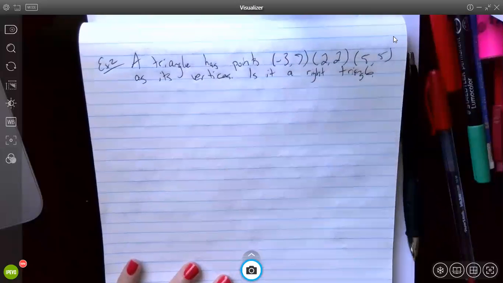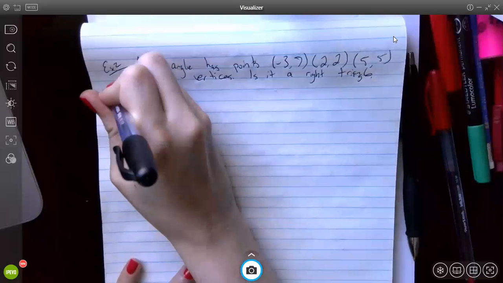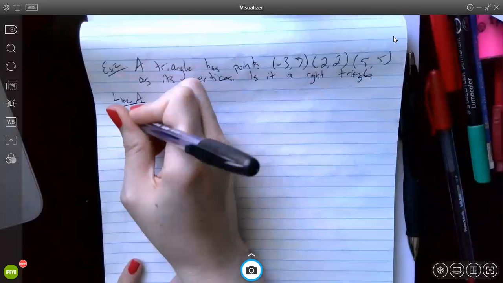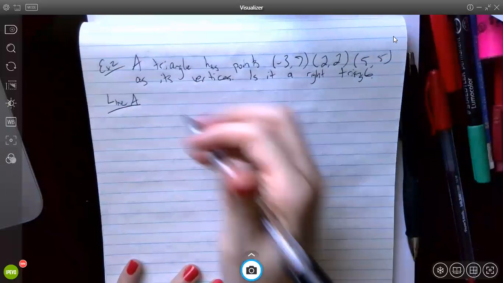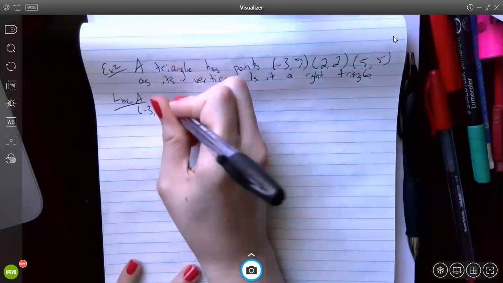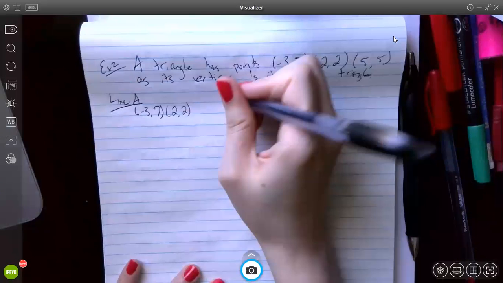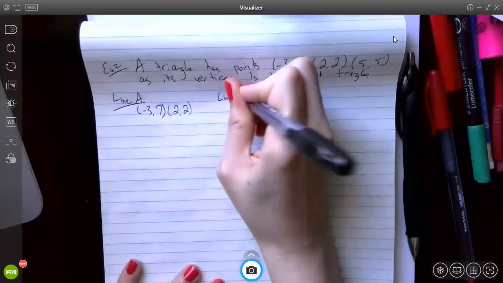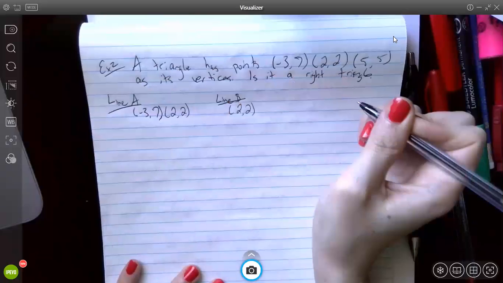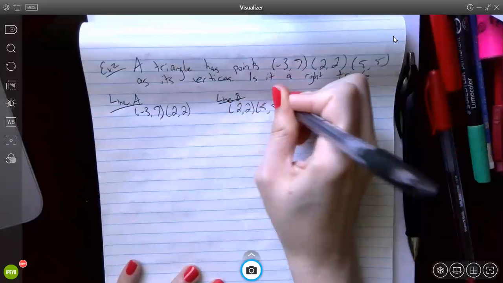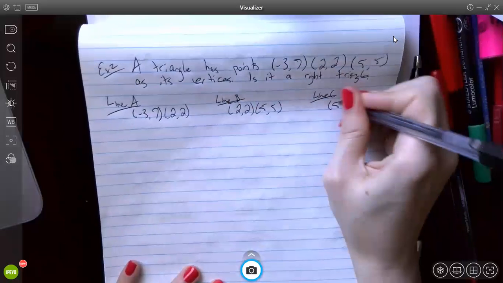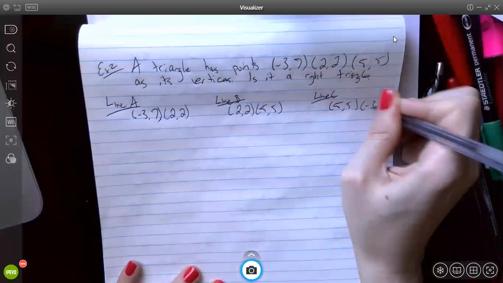So what we're going to do is come up with the 3 lines that would make up this triangle. So line A, we're going to say, happens between points -3, 7 and 2, 2. Line B, we're going to say, occurs between 2, 2 and 5, 5. And then line C will occur between 5, 5 and -3, 7.